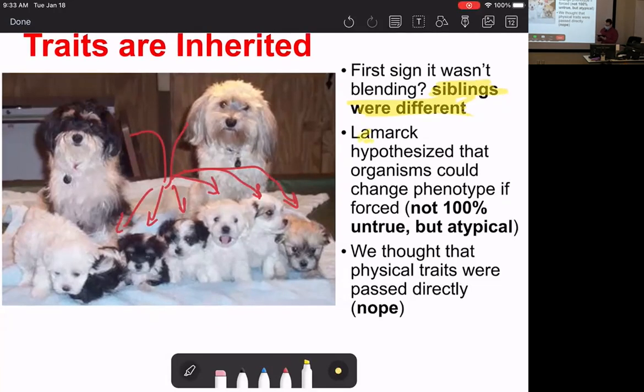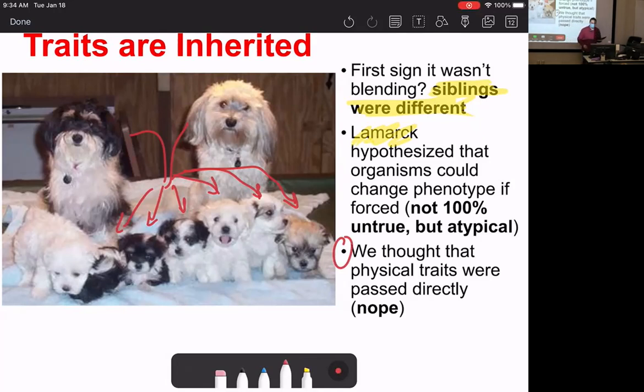So we talked about this Lamarck guy. He was like, an organism can change its phenotype just right now. Not impossible. And we'll see how that's possible. That's kind of cool. But it's really not the pattern that you typically are going to observe. And then the next one, you might be wondering what this means. You just thought that the physical traits that existed just passed down every time.